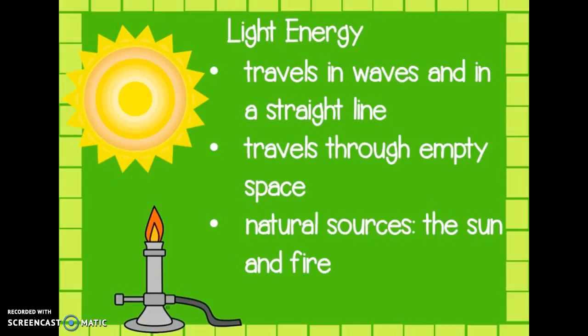Bioluminescence is living things that light up, like fireflies and anglerfish, like the one in Nemo, and some glowworms, some jellyfish light up. So that's another source of natural light.